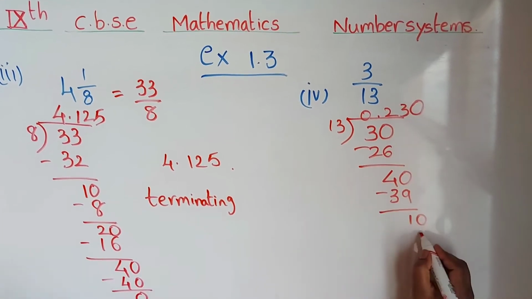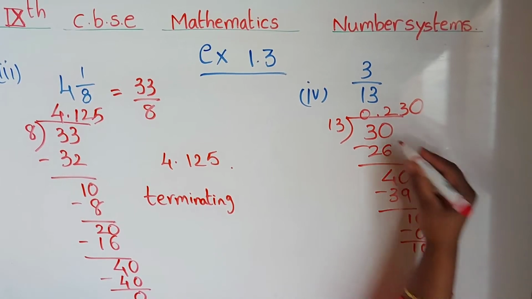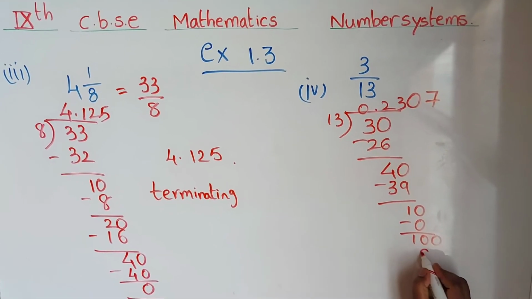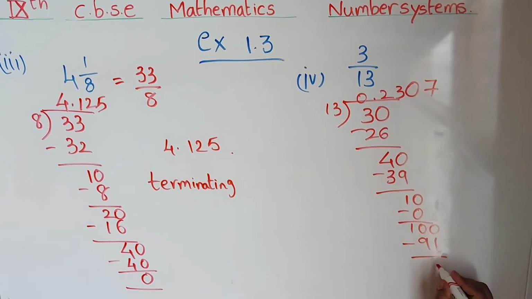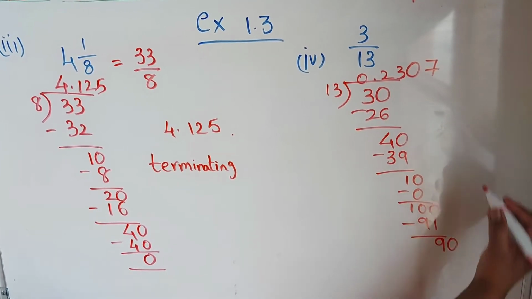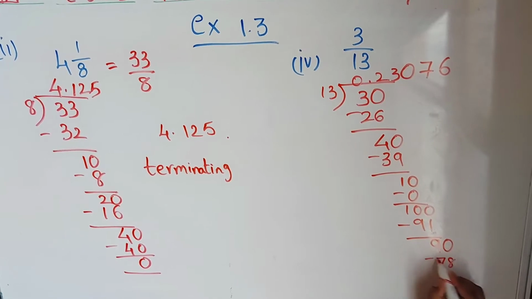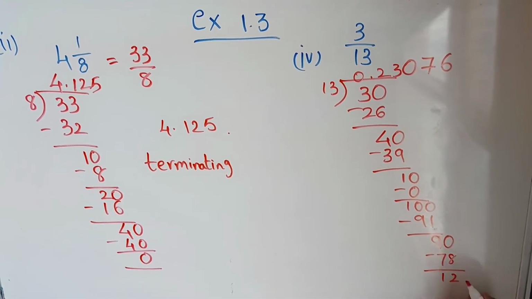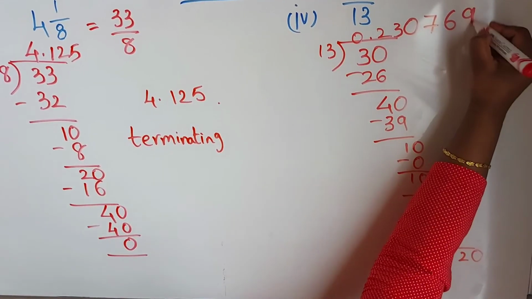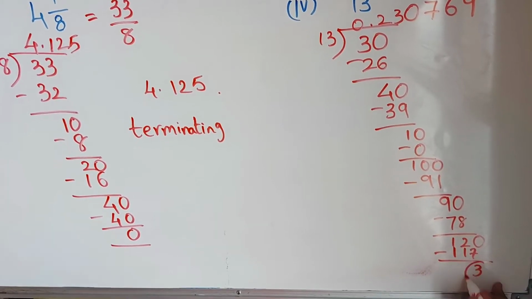13 zeros are 0. Now the remainder is 10. So I can write one more 0 here. 13 7s are 91, children. Now the remainder is 9. Point is there. I can write 0. And 13 6s are 78, children. Remainder is 12, point is there, I can write 0. 13 9s are 117, children. Now I got the remainder 3.